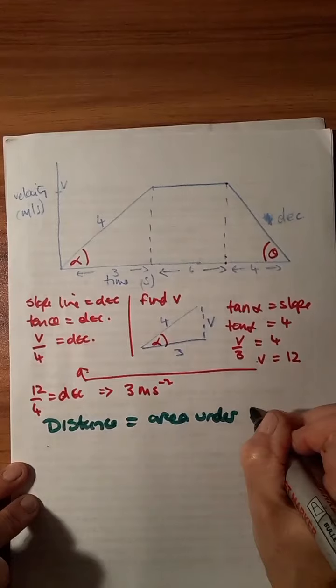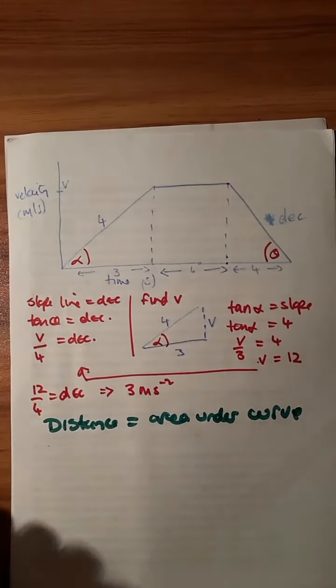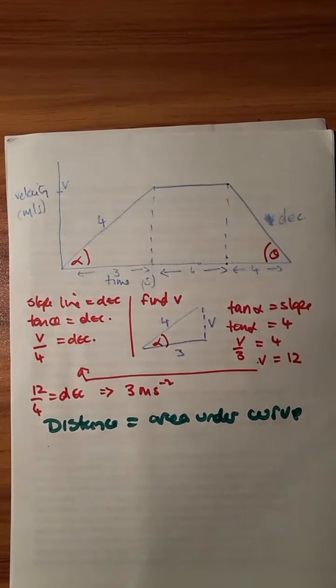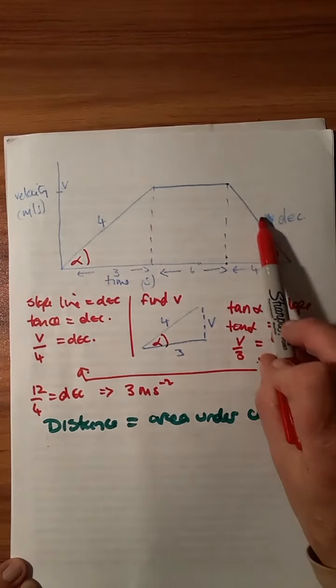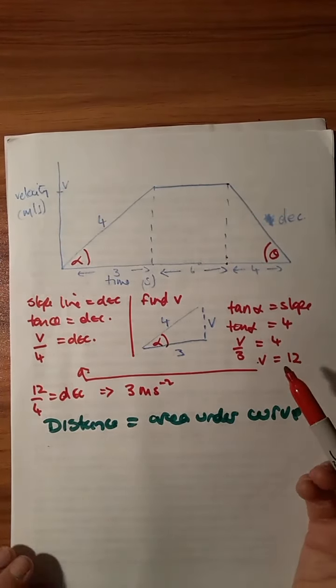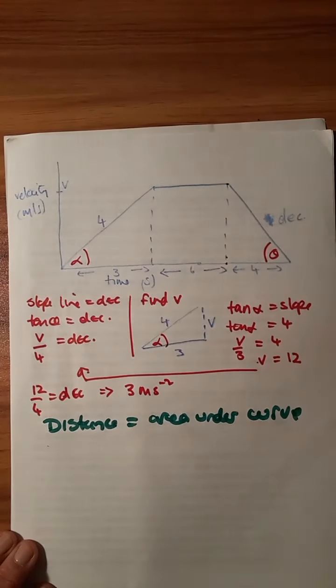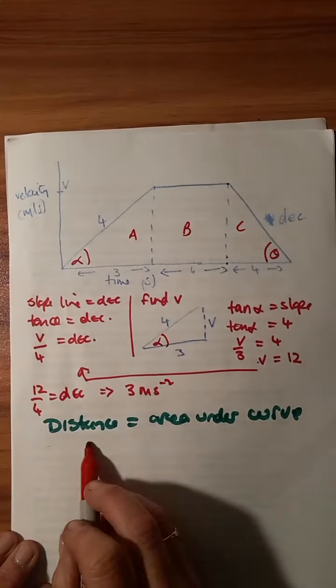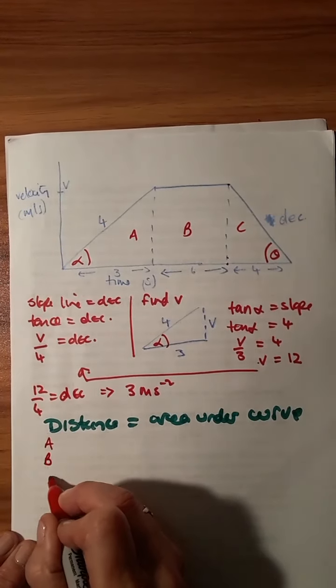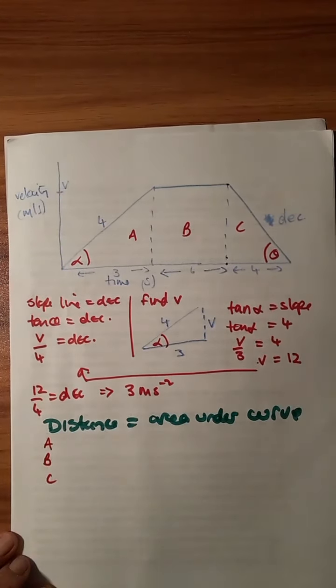Now, the area under the curve, let's see what that is. I'm going to divide this curve here, this blue line. So I can see it's 3 obvious shapes. I can divide it into 3 obvious shapes. I'm going to call them A, B, C. And the distance is going to be A plus B plus C. So I'll add them together.